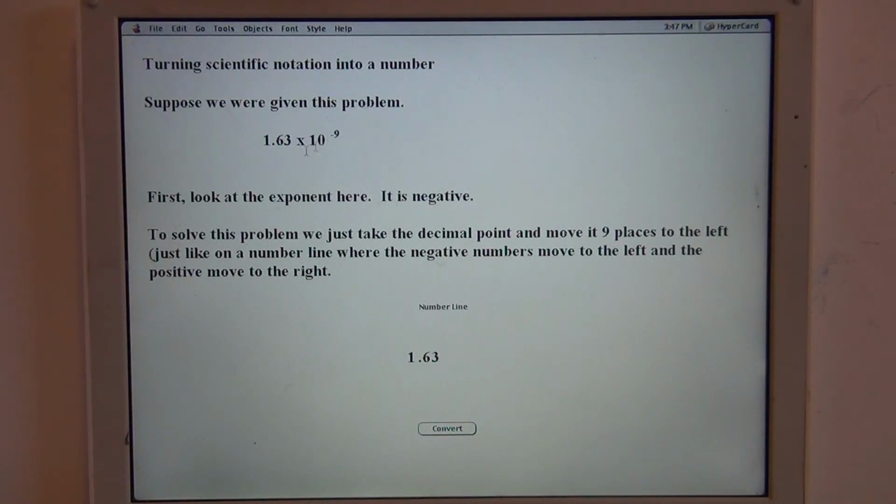Take a look at another one. Suppose we were given this problem. 1.63 times 10 to the negative 9th power. Well, again, we look at the exponent, we see that it's negative 9, and we know that if the exponent is negative, we're going to be moving to the left. So all we do then is to move the decimal point 9 places to the left. And it would look like this.